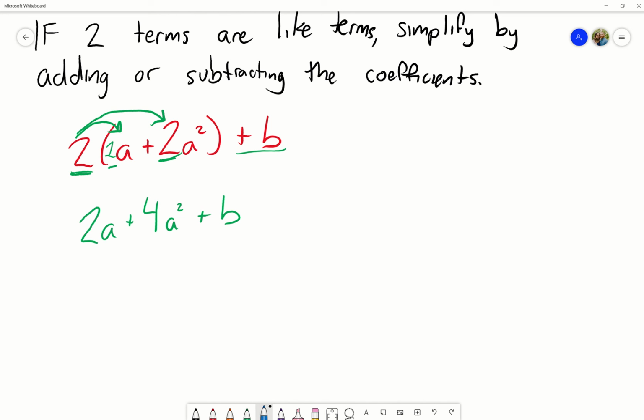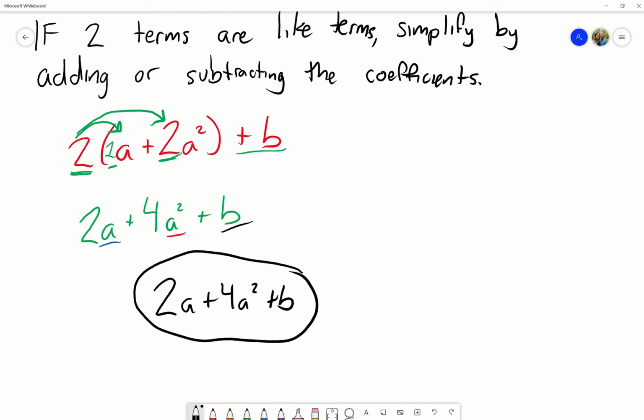All right, now I want to look and say, do I have any like terms? Well, I have an a, I have an a squared, and I have a b. I have no like terms here, so this is just my answer. My answer is 2a plus 4a squared plus b. If I can't simplify it, then my answer is just what it was originally.